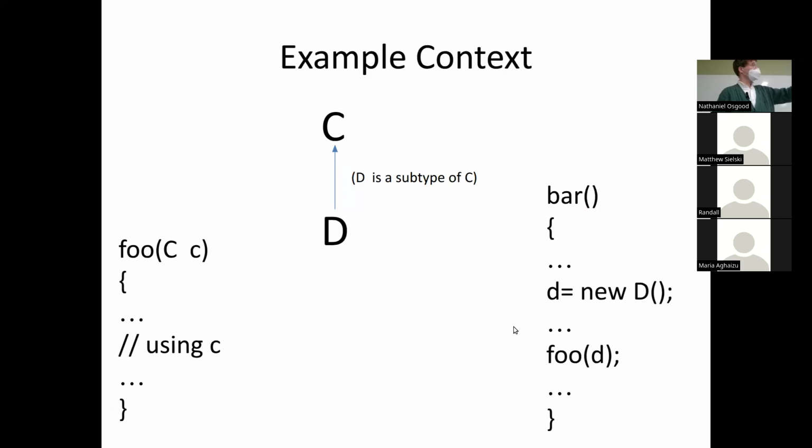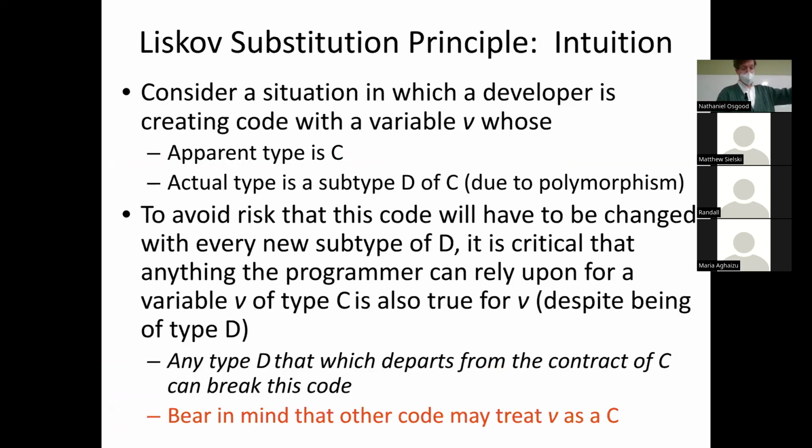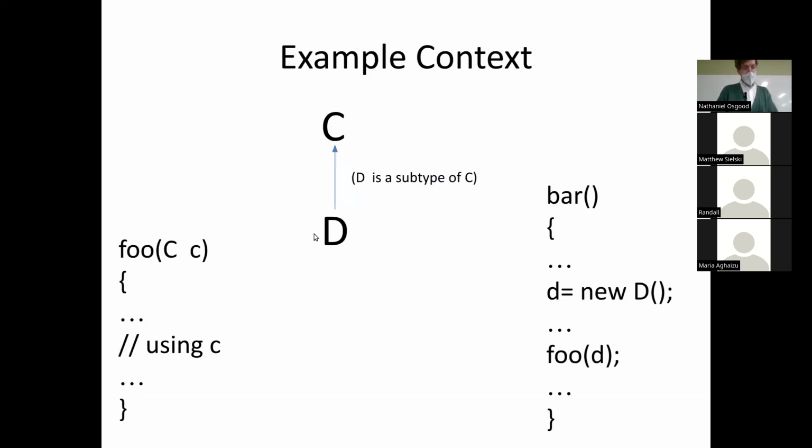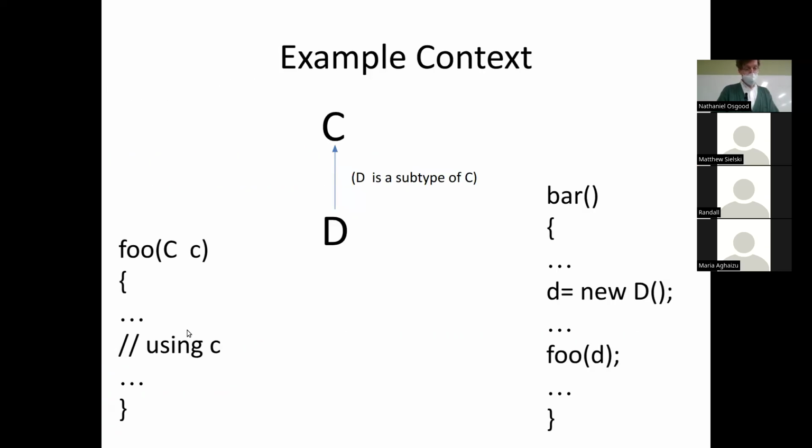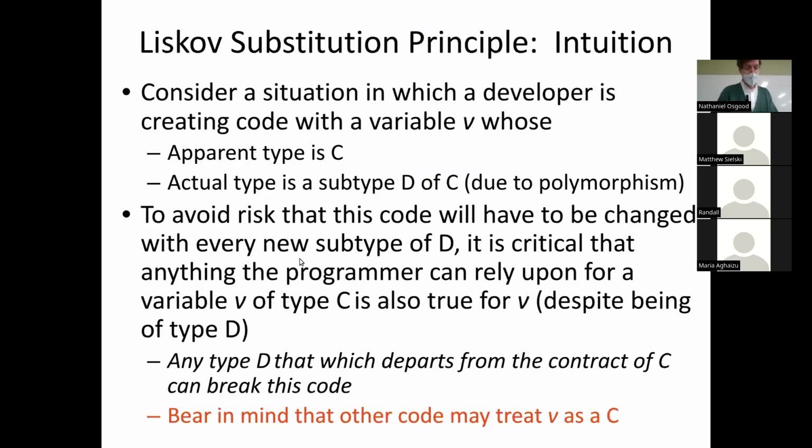Trying to make sure you get the intuition here. We're going to explore this with examples, okay? So if we have this code where the apparent type is C, the actual type is a D, D is being passed to foo as if it's a C. The actual type is D, and that's a subtype of C. To avoid the risk that this code here has to change with every new D that's introduced, any new subtype of C.